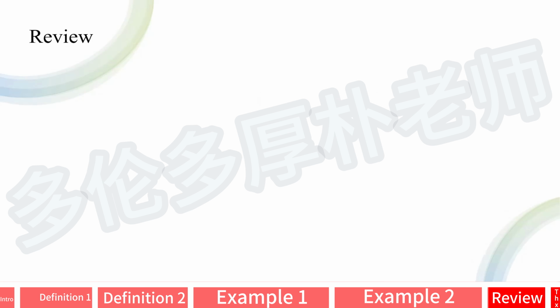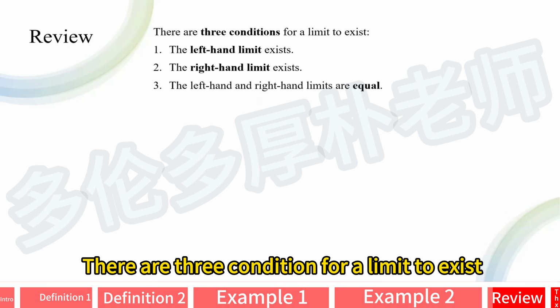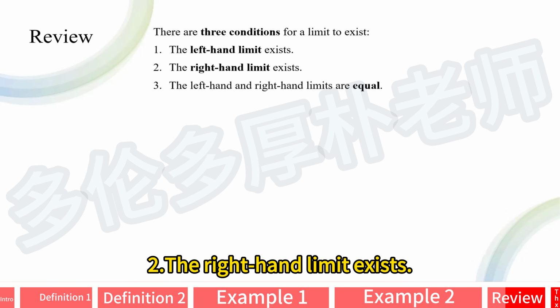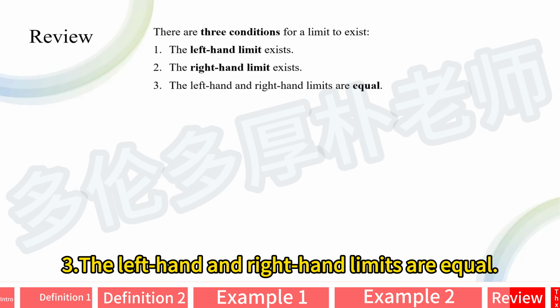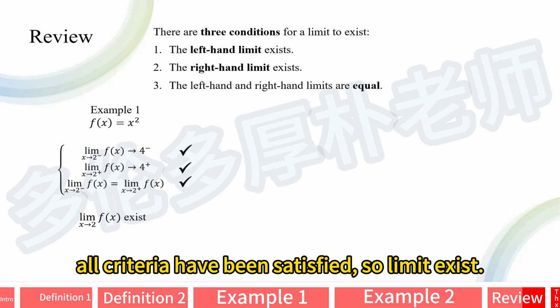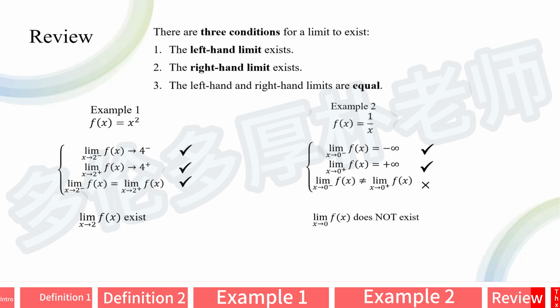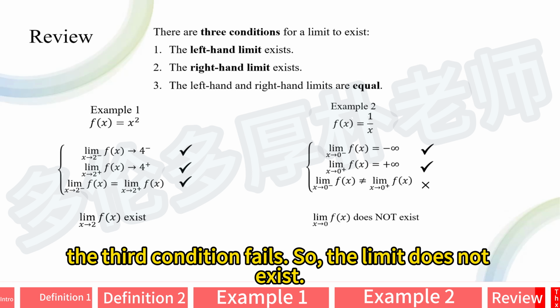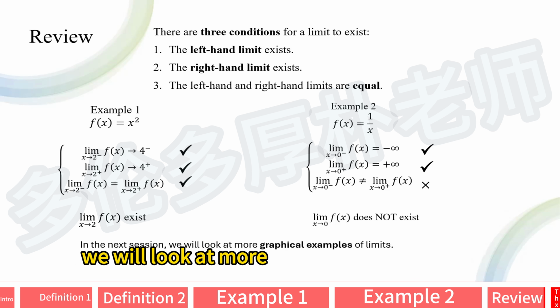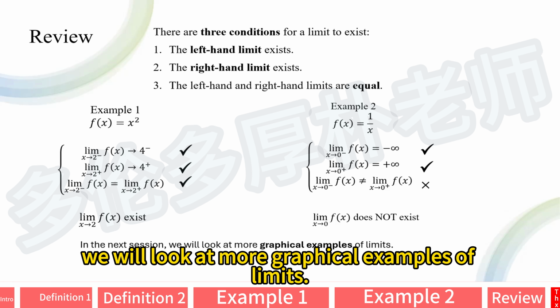Okay, let's review. There are three conditions for the limit to exist. Number 1, the left-hand limit exists. Number 2, the right-hand limit exists. Number 3, the left-hand and the right-hand limits are equal. In the first example, all criteria have been satisfied, so the limit exists. For the second example, the third condition fails, so the limit does not exist. In the next session, we will look at a more graphic example of limit.